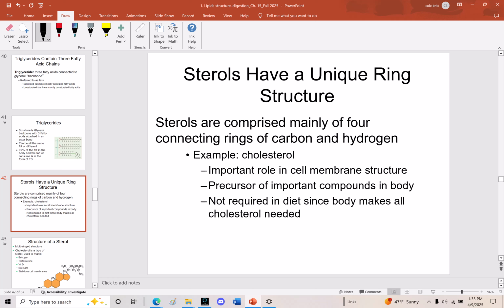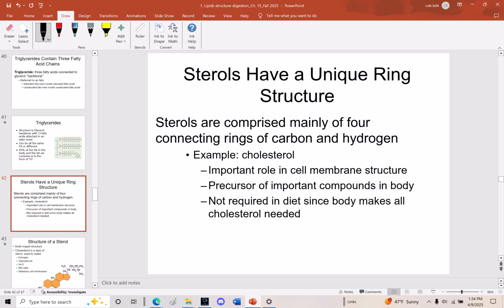We do not need it from the diet, but we do eat it because any of you that eat animals are going to get cholesterol in the diet. It's not found in plants. Plants do have sterols, just not cholesterol. Cholesterol is specific to animals. And it plays a lot of really important roles in the body. We need it for the cell membrane structure.